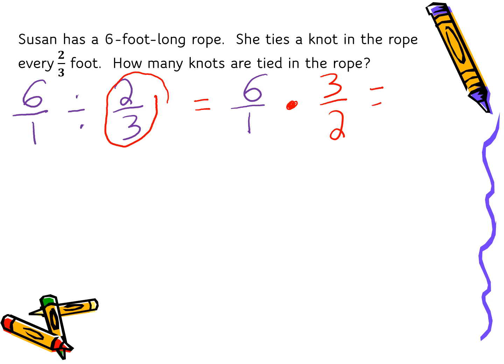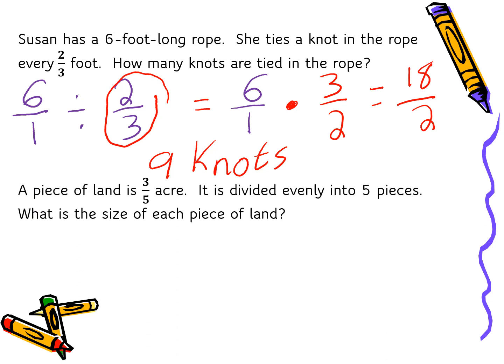Students have learned in prior grades how to multiply fractions by multiplying straight across. So we'll say 6 times 3 is 18. 1 times 2 is 2. And we can see that 18 over 2 can be simplified to 9. So the question asks, how many knots are tied in the rope? 9 knots. 9 knots can be tied in the rope that is 6 foot long.